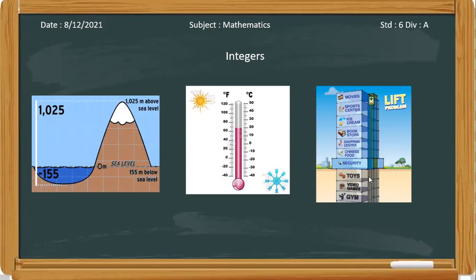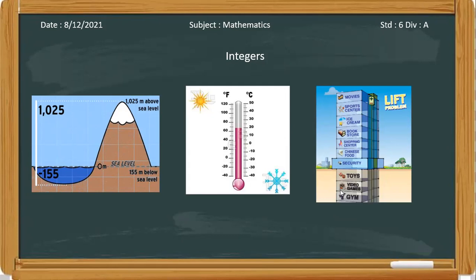Yes, ma'am. So this toy shop, video game shop, or gym is below the ground. So when we want to count in the form of integers, we term these as minus one floor, minus two floor, or minus three floor, right? This is how we use integers in our real life, for calculating distance of anything above the ground or below the ground.